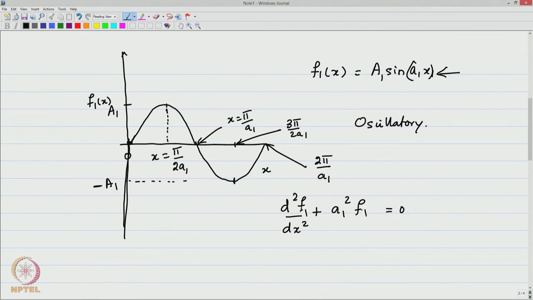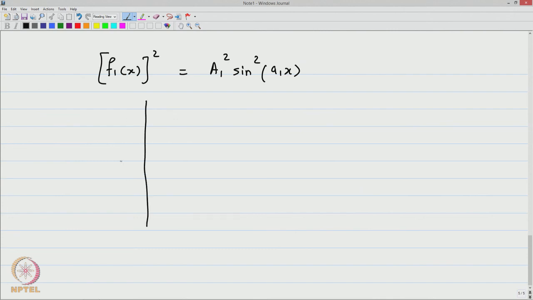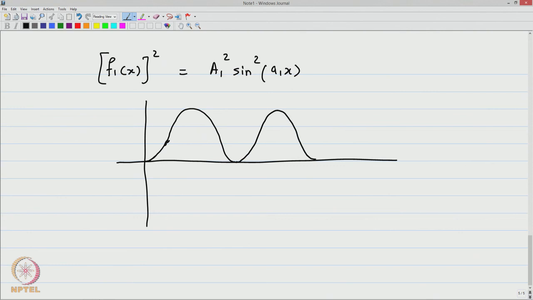On the other hand, the square of the function is not like that. If you plot the square of the function, for example f1 of x square, that is a1 square sine squared a1 x, and you know that the sine square function does not have any negative component, and it slowly increases in the beginning, reaches a maximum value, and reaches 0 again, and then it continues that again.